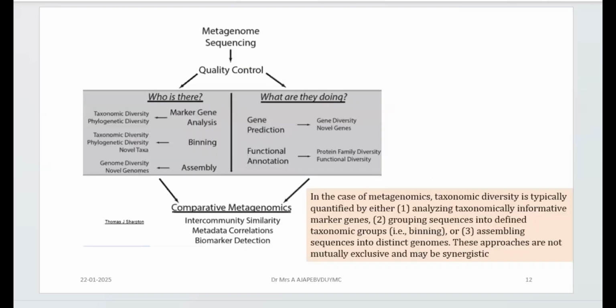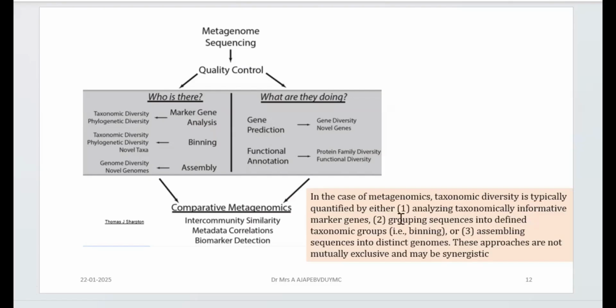Right, now let's look into the flow, how it works. So when it comes to metagenomic sequencing, you have to see two things, that is who is there and what are they doing. All right, so when I'm saying who is there and what are they doing, you can see in the slide that taxonomic diversity you want to find out. So marker gene analysis, that is what amplicon based is, right? Then second is taxonomic diversity, phylogenetic diversity, to find out the novel taxa which is based on binning. So what is binning? The grouping of sequences into defined taxonomic groups. Here is the definition for binning.